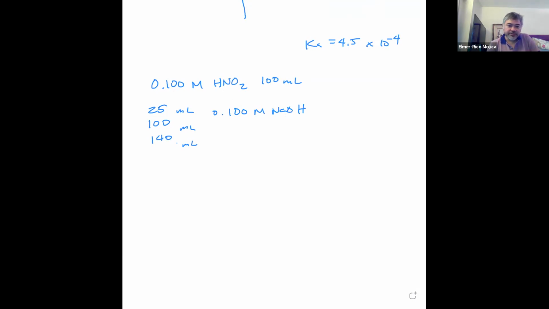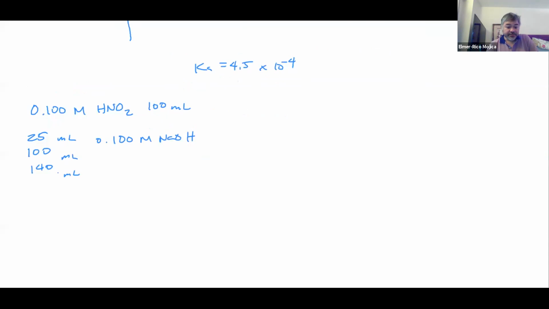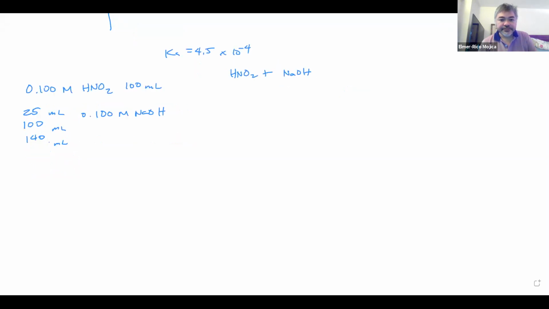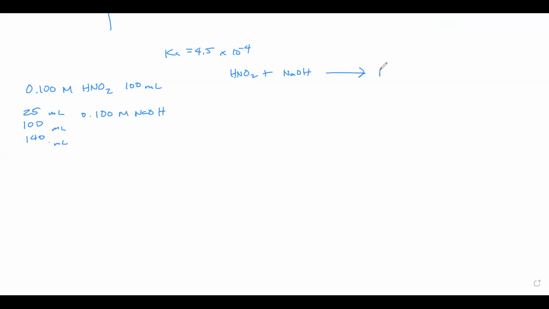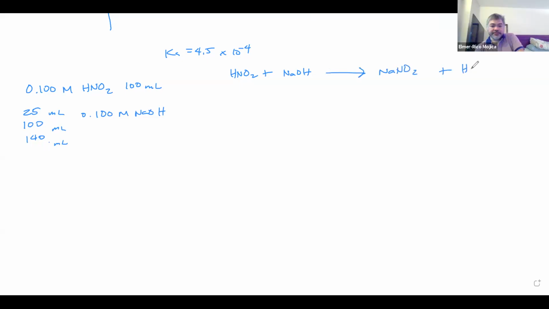Okay, so how are we going to solve this problem? The way that we're going to solve this is to determine the number of moles in each setup, in each what we call point. So we start with what? The reaction. So what would be the reaction? HNO2 reacting with NaOH, right? And what do they produce? I can get NaNO2 and H2O. Water?